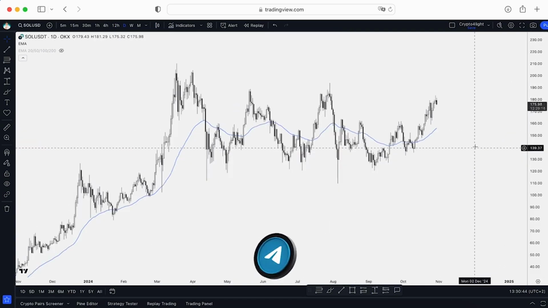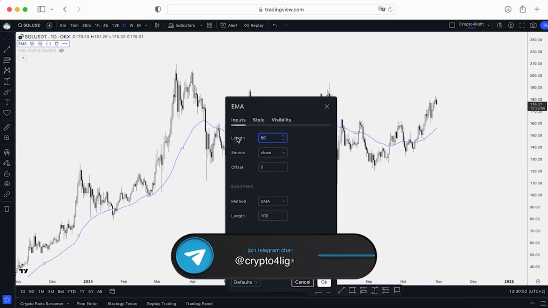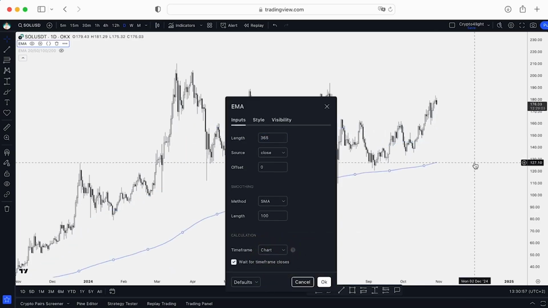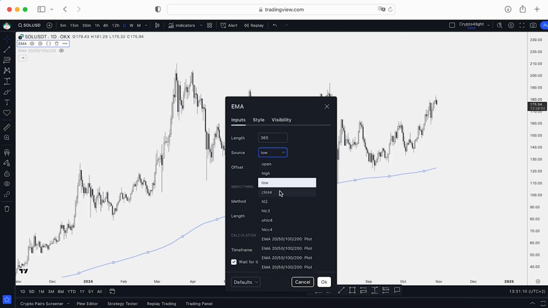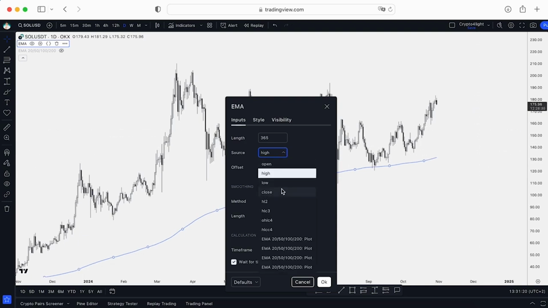For example, we can track the average price of SOL during the last 365 days. So we go into inputs and add 365 days by close. So the average price of SOL now is 127. If we use by low, it will be a little bit different, like this one, 122. If we use by open, it will be a little bit higher, 127. If we use high, it will be 131. But I recommend you always use by close.